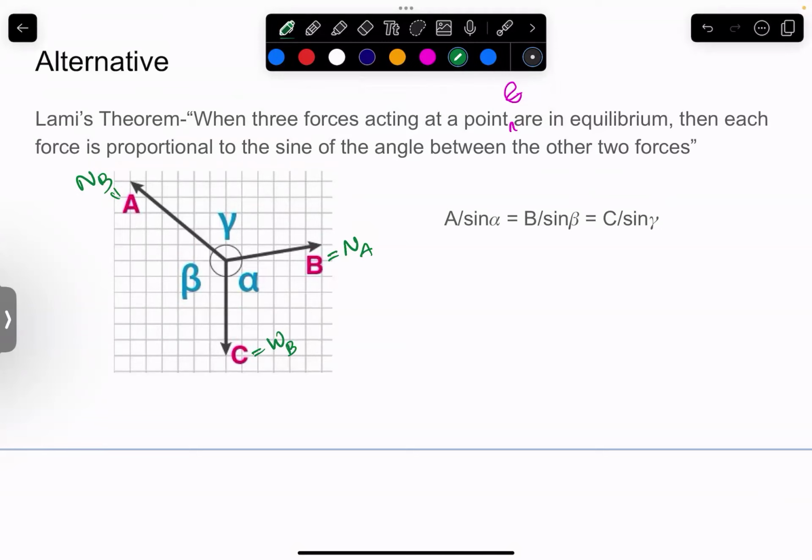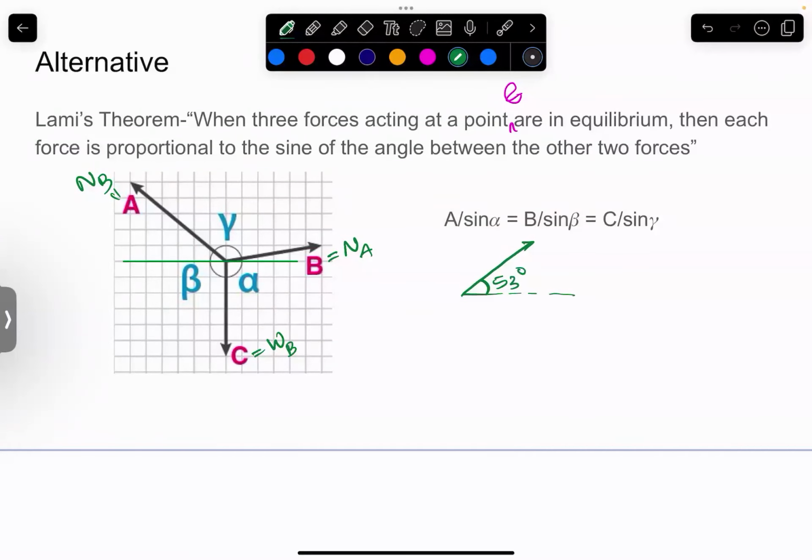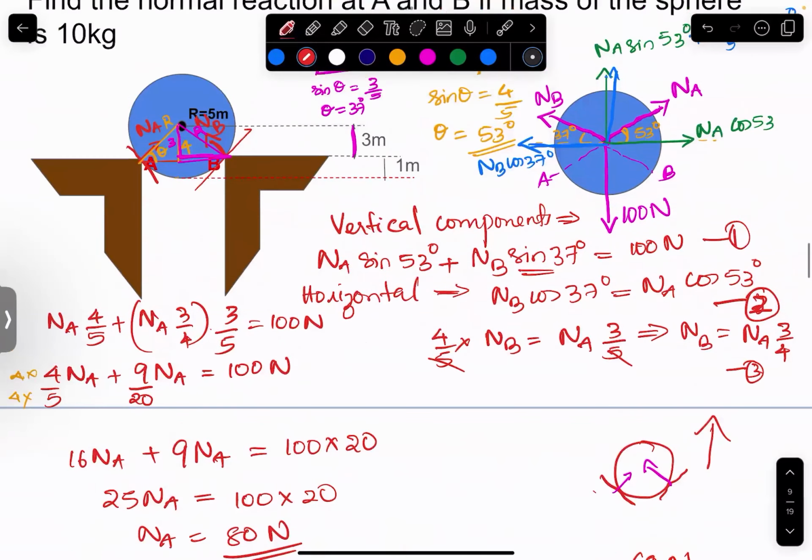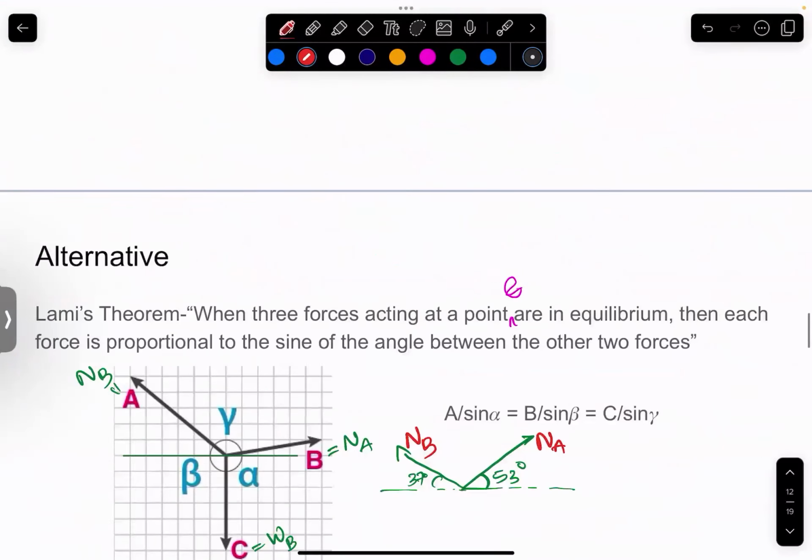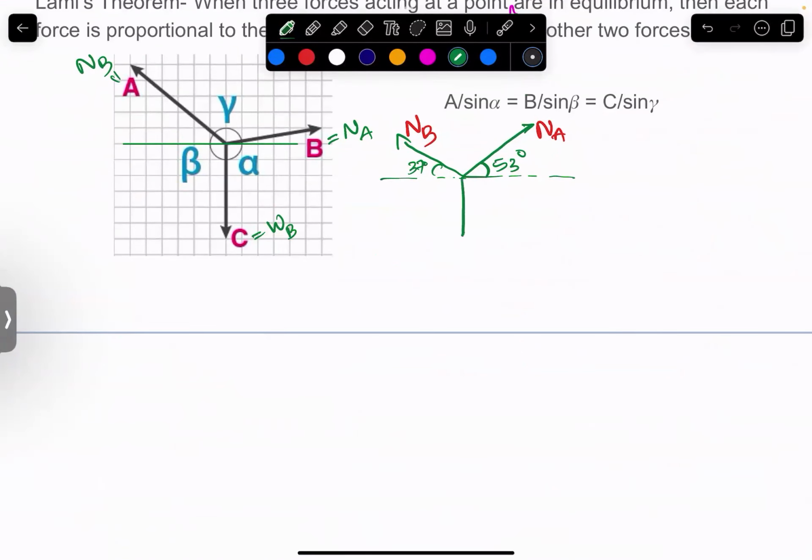So how was it? This was a horizontal plane. Actually, this orientation is wrong, so I'll draw it over here again. So here it was 53 degree. If we consider this horizontal plane, this was 37 degree. So this is Nb, this is Na, and 100 Newton was acting downwards.